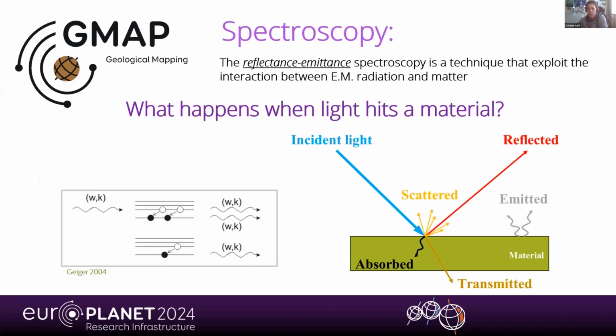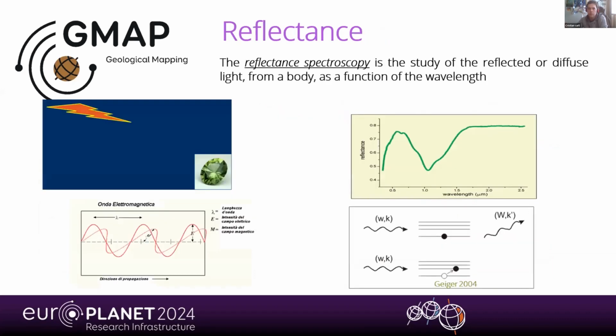All of these processes permit us to have a spectral variation. So in the different spectral ranges, we can have a variation of the reflectance and or of the emittance that gives us, we can say, a fingerprint of a specific material.